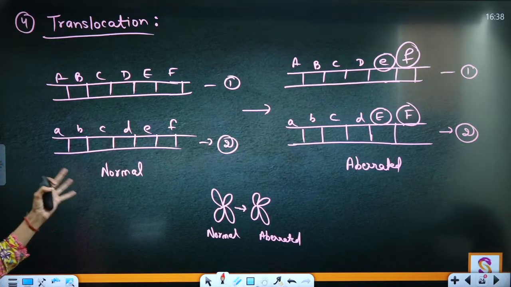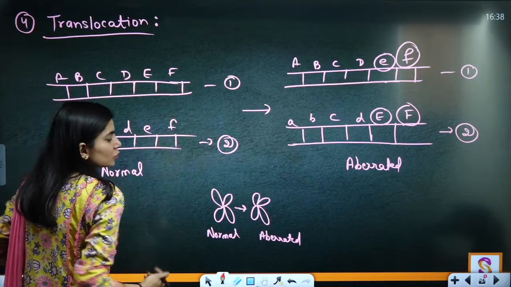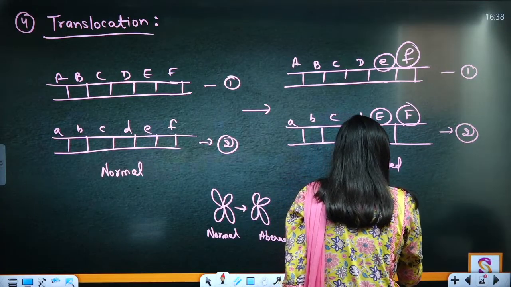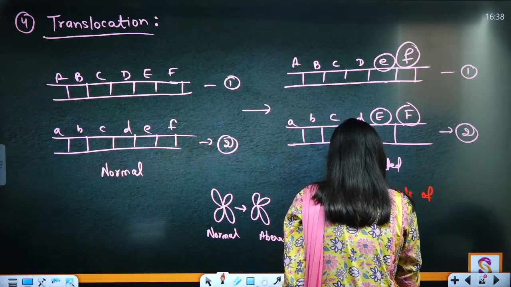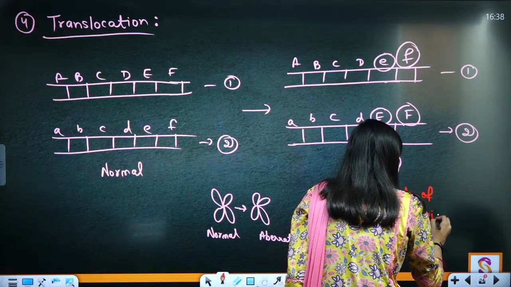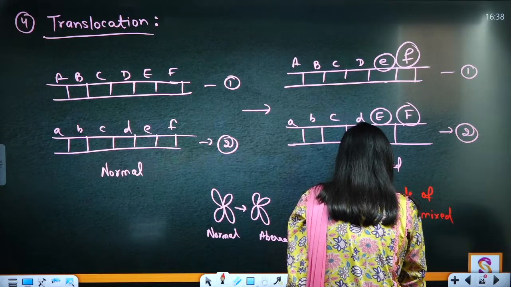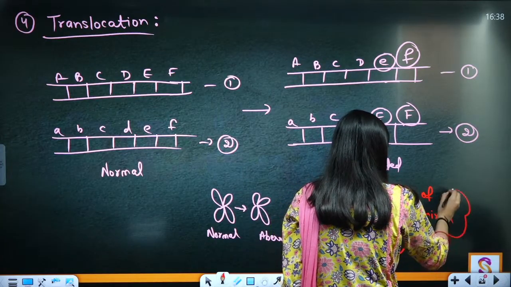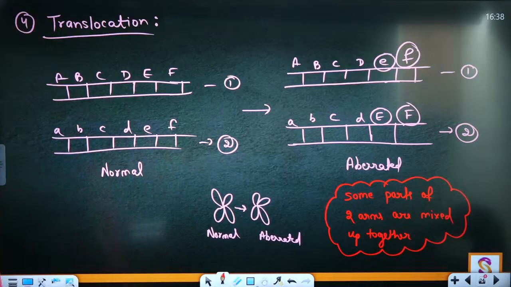Now another part is translocation. The translocation is in terms of two arms being mixed up together. So some part of two arms are mixed up together. Okay, so that's how it used to happen, and this is the basic phenomena we used to have. I hope you got the clarity. If yes, then let me know.